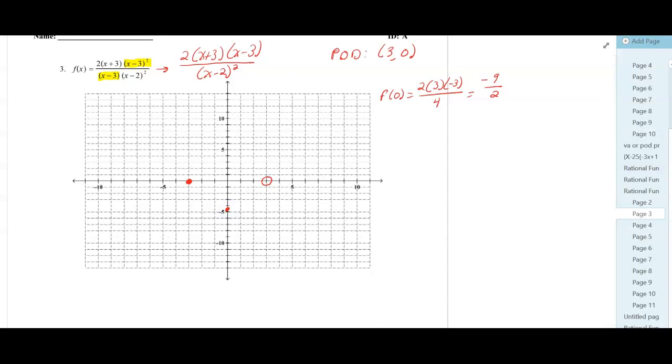The vertical asymptote is x equals 2. Get that from the denominator. The horizontal asymptote, when you send x to infinity, so the limit as x goes to infinity of f of x. If you're to multiply the reduced fraction, it's going to be 2x squared plus some other terms, divided by x squared plus some other terms. So the limit as x goes to infinity is 2, which means the horizontal asymptote is y equals 2.